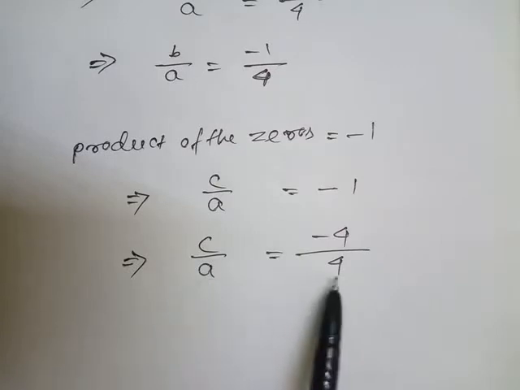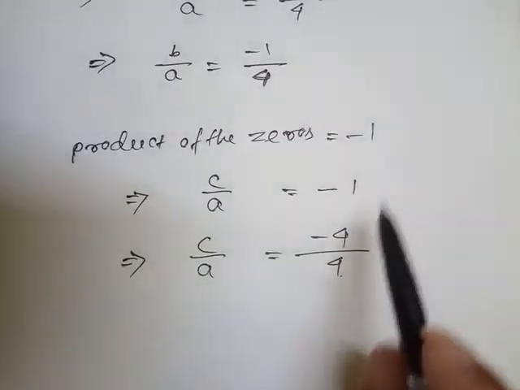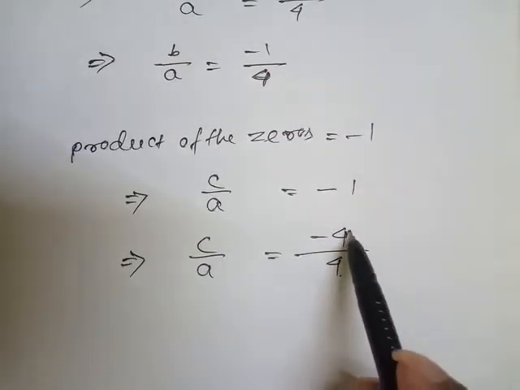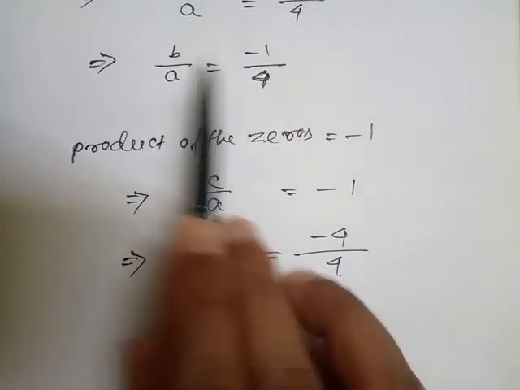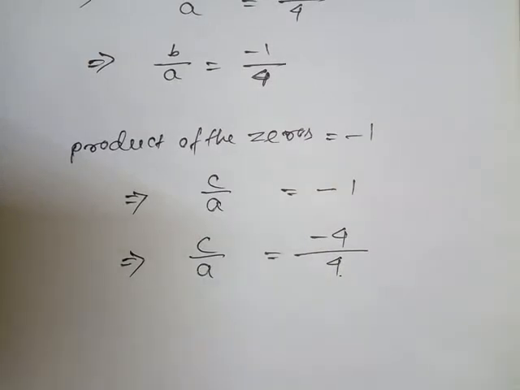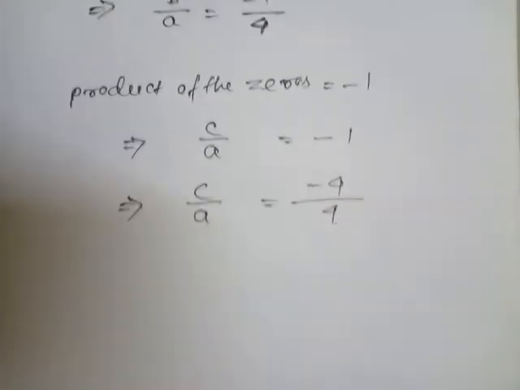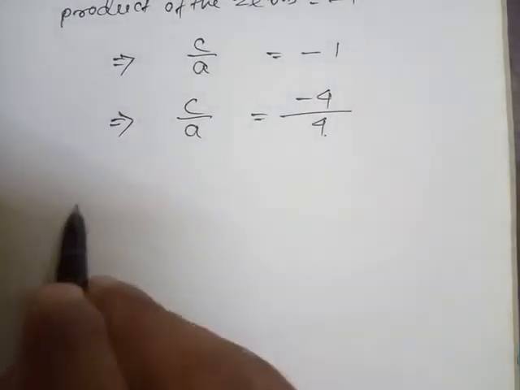I repeat again, it is given minus 1, so c by a, since a is 4, we have to make the denominator 4 here also, so there is only one way out. If I divide minus 4 by 4, we'll get the answer, which means it is clear now: a is 4, b is minus 1 and c is minus 4.